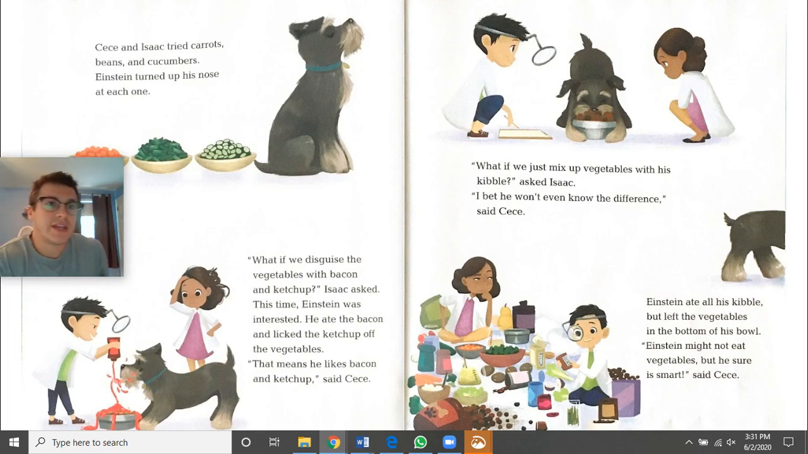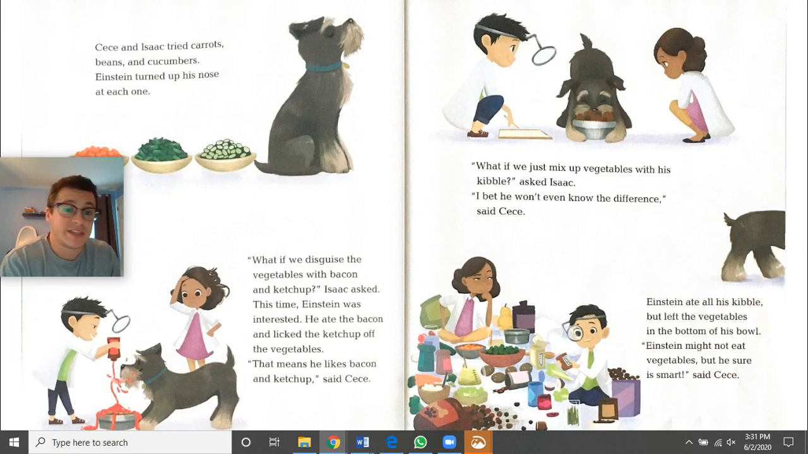Cece and Isaac tried carrots, beans, and cucumbers. Einstein turned up his nose at each one. That means that he was not about to eat. What if we disguise the vegetables with bacon and ketchup? Isaac asked. This time, Einstein was interested. He ate the bacon and licked the ketchup off the vegetables.